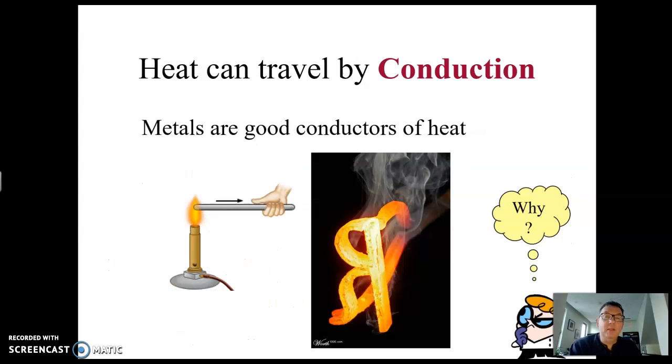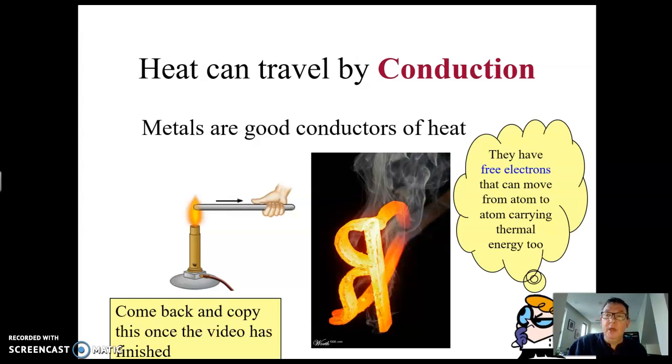Now metals are good conductors of heat. It's worthwhile to stop and think why that is. There are actually two reasons. One is that the atoms are close together, so when they vibrate, it's easy for them to collide and pass on that vibration. But also metals have free electrons, so the outer electrons of the atom can easily jump from atom to atom, and they can carry some thermal energy as well. Again, when this video is finished, if you can come back and copy this slide. So metals are good conductors of heat.